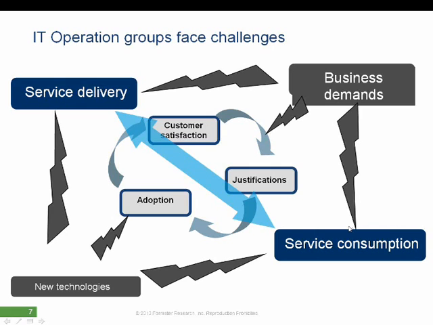All of that is relatively important if we think about it, because customer satisfaction is very much tied to how quickly we introduce our services, how well they are consumed, how we can adopt technology, and then how we justify new technologies and balance technology and demands so that our customers are satisfied. So you can see a very interesting dynamic here that IT operations groups have to face today.